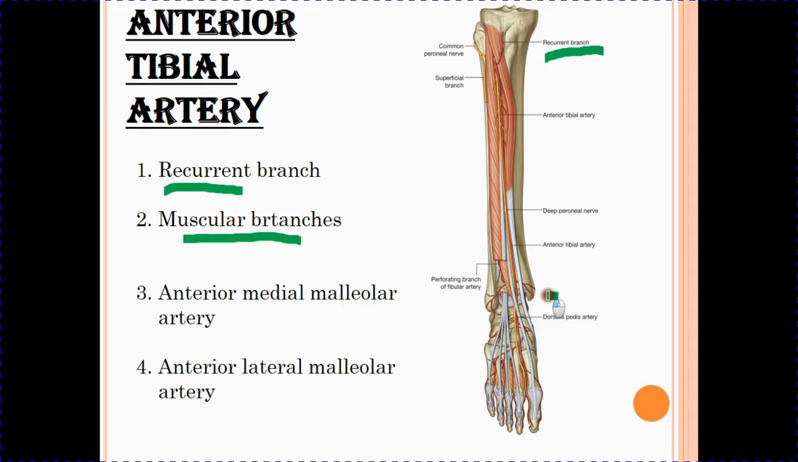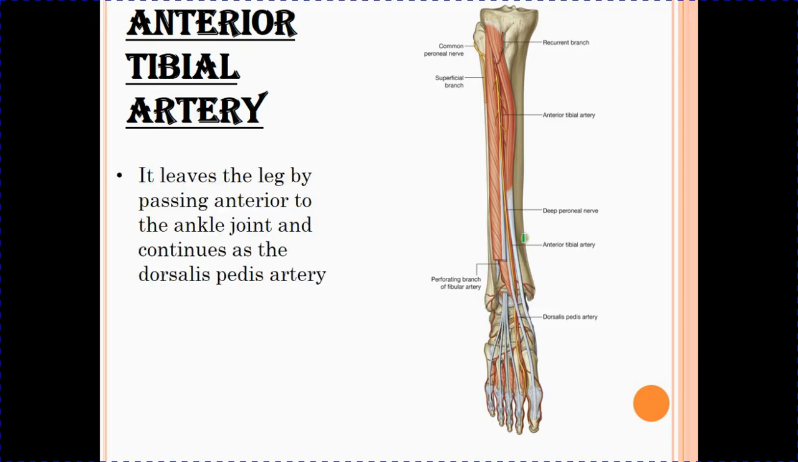It gives anterior medial malleolar artery. This is anterior medial malleolar artery, as well as anterior lateral malleolar artery. This is anterior lateral malleolar artery. The anterior tibial artery leaves the leg by passing anterior to the ankle joint, and it continues as the dorsalis pedis artery in the foot. So this is the dorsalis pedis artery. It is actually the continuation of the anterior tibial artery in the foot.